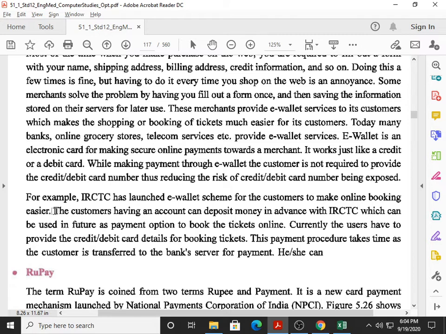The customer having an account can deposit money in advance with IRCTC, which can be used in future as a payment option to book the tickets online. So you can pay through e-wallet and book the ticket online. Currently, the users have to provide the credit card, debit card details for booking the tickets. But this payment procedure takes time. The user is transferred to the bank server for payment. Here the money will be transferred through the bank server to IRCTC. So this is the procedure of wallet.